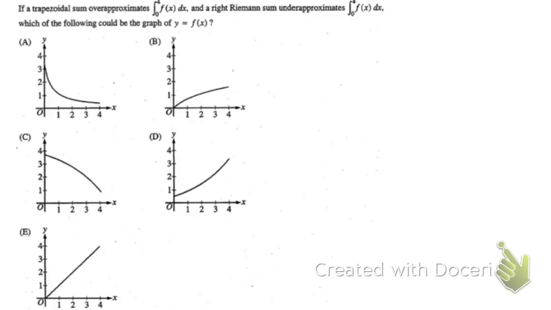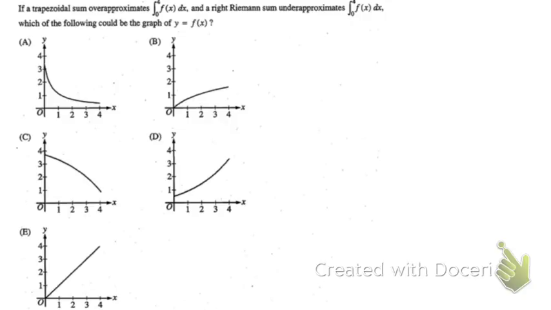All right, and then this one. It says, if a trapezoidal sum over approximates and a right Riemann sum under approximates, which of the following could be the graph of y equals f of x? Now, the easier one to figure out is the right Riemann sum. We just talked about on the previous couple slides that if it's a right Riemann sum of a decreasing function, it will be an under approximation.